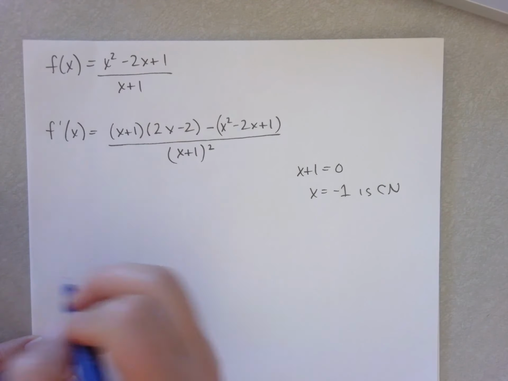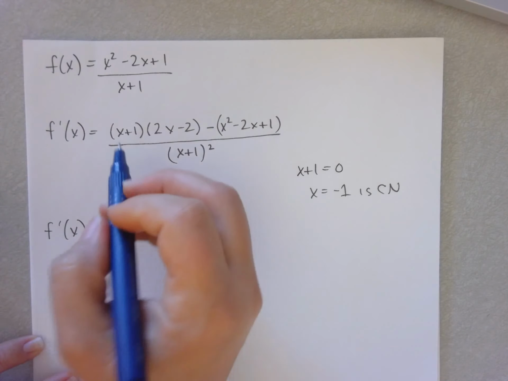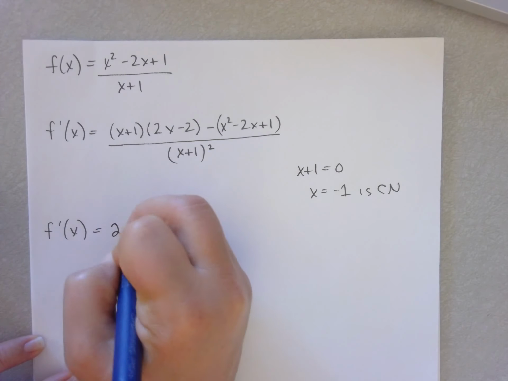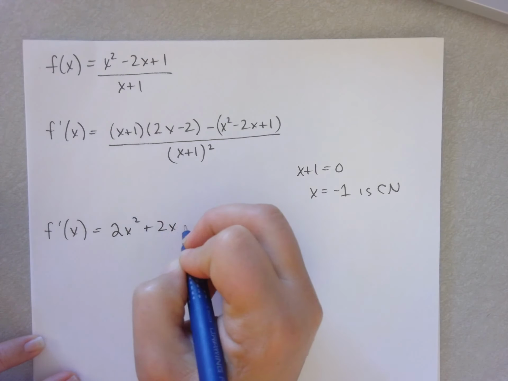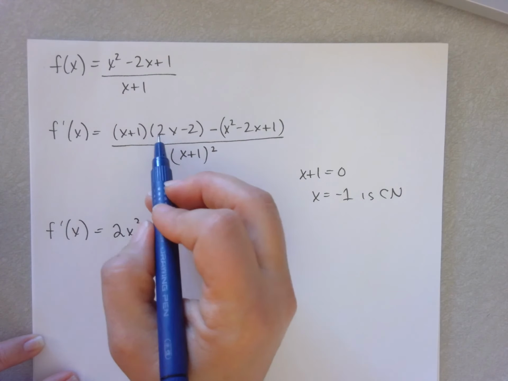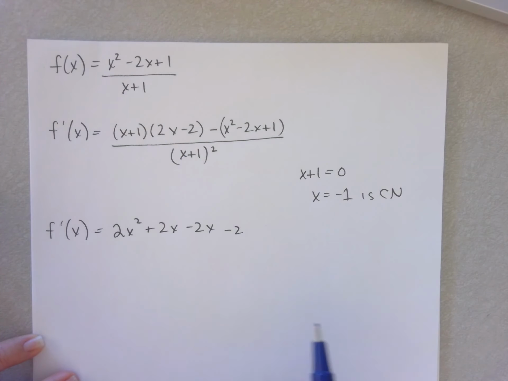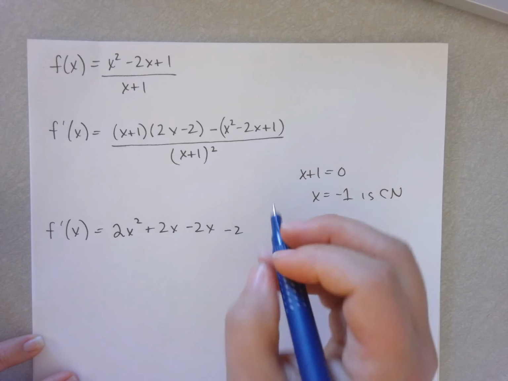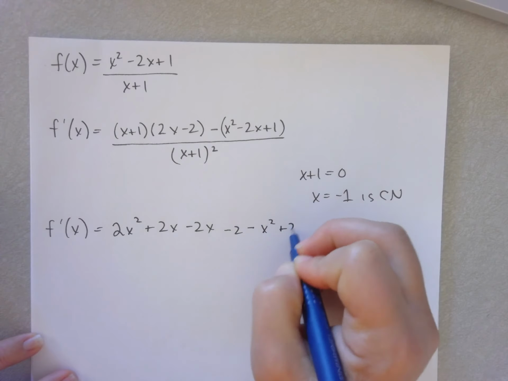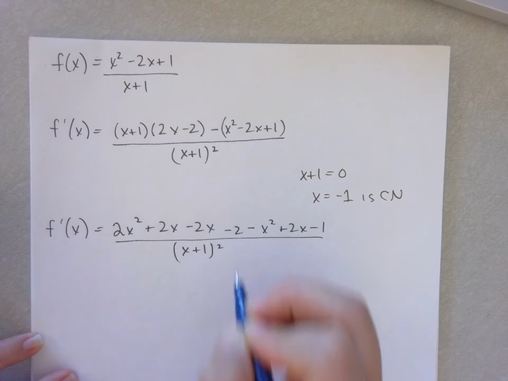All right, so let's clean up the numerator then. I'm going to multiply the top together, these first two. That would give me 2x squared plus 2x minus 2x minus 2, right? So there's the 2x squared. I get a positive 2x from here. I get a negative 2x from there. And I get a minus 2 on the end. And then I'm going to distribute through this minus sign as well. So minus x squared plus 2x minus 1, over (x plus 1) squared.